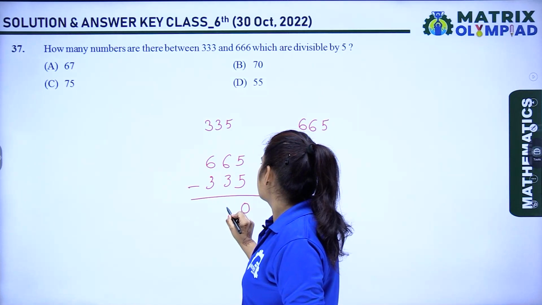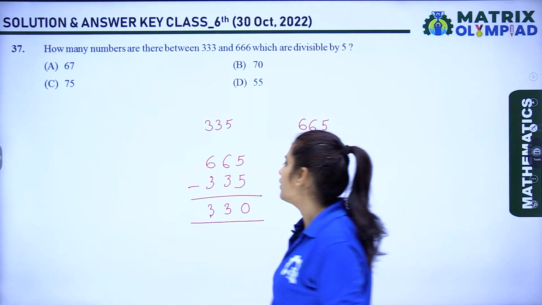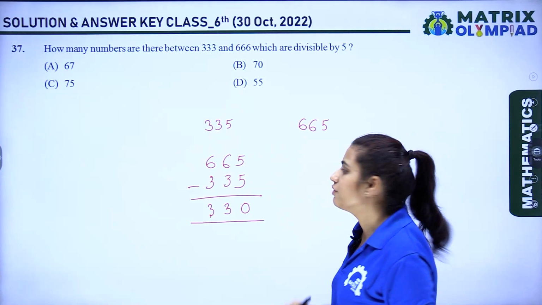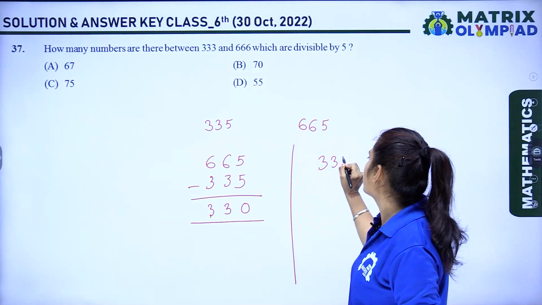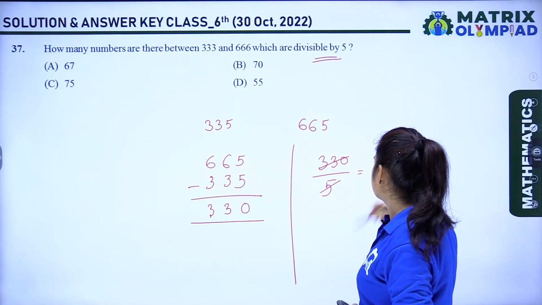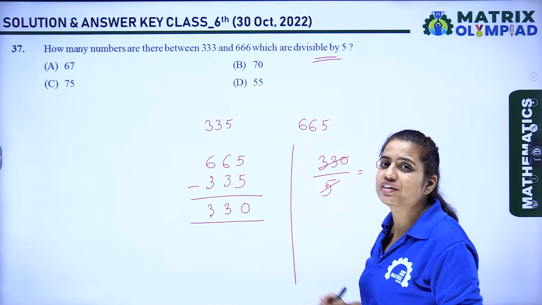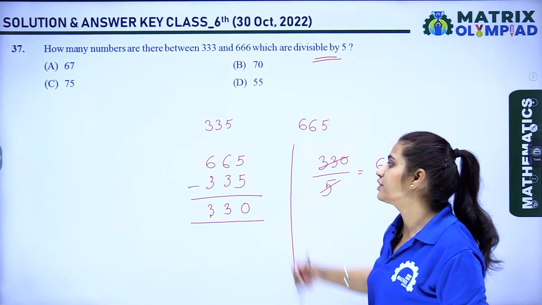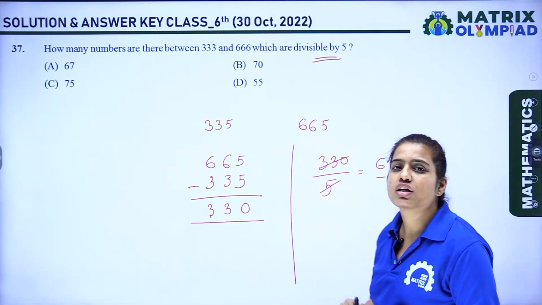So the difference between these two numbers is 330. So there are 330 numbers in between 665 and 335. Now we are going to divide 330 by 5. So here we get 66. So there are 66 total numbers which are divisible by 5. Now here we have to add 1 to 66 to include number 665 also. So here at the end we are getting the answer 67. So there are 67 numbers.